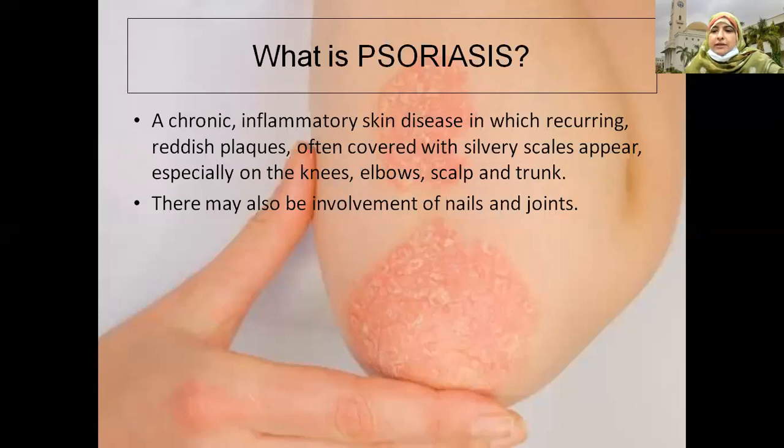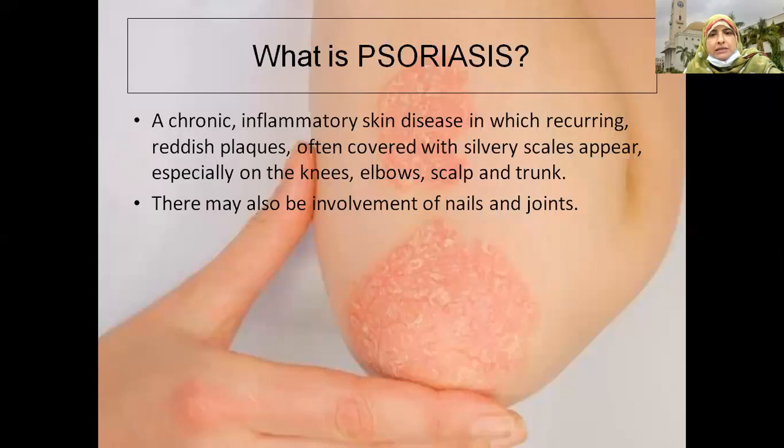Now, what is psoriasis? It is a chronic, that is, the disease goes a long way, it has a long course, inflammatory skin disease, that is, inflammation is taking place in which there are recurring reddish plaques, often covered with silvery scales, and mostly these are present on the extensor surfaces of the body, that is the knees, elbows, scalp, and trunk. They may be present elsewhere, and later in the stage, or sometimes even it begins with involvement of nails and joints.